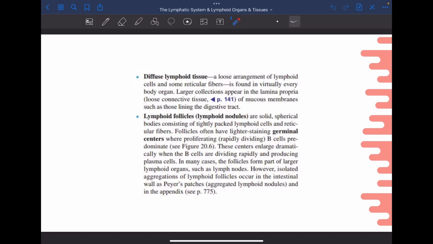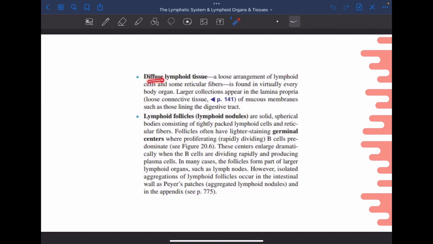Now, for the most part, these follicles or nodules have a center, which we call a germinal center, consisting of B cells. It's a lighter staining germinal center where these B cells are located. If these B cells are highly proliferative, highly differentiating, highly dividing, then this center will increase in size. But again, the lymphoid tissues present in two main manners.